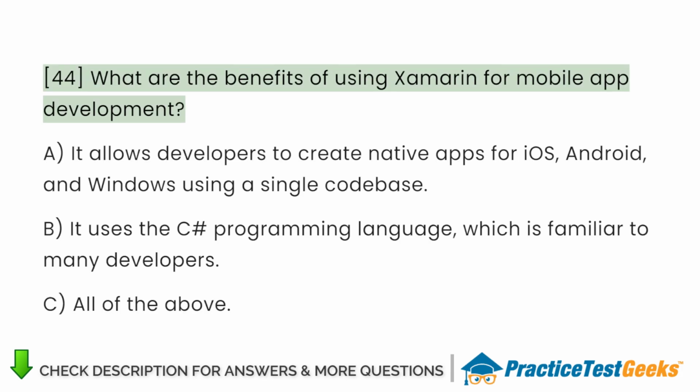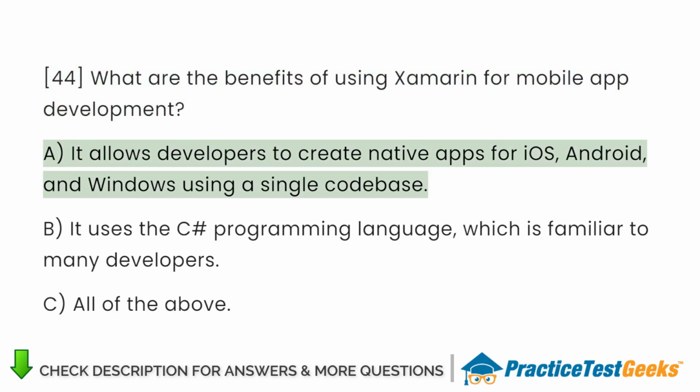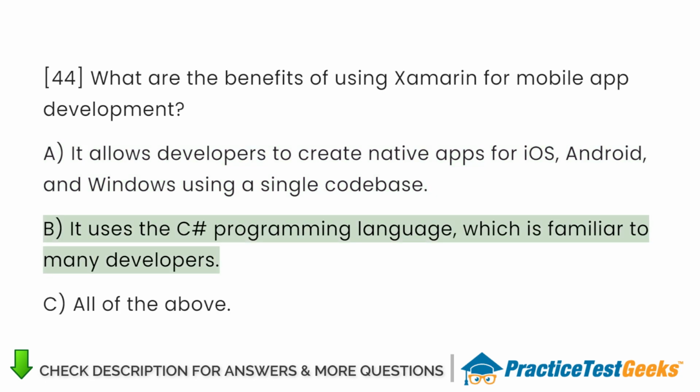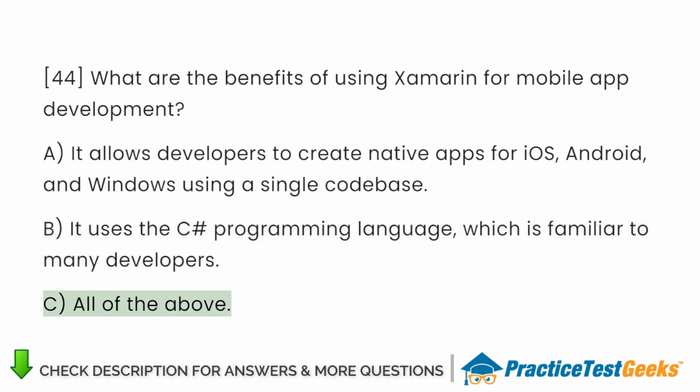What are the benefits of using Xamarin for mobile app development? A. It allows developers to create native apps for iOS, Android, and Windows using a single codebase. B. It uses the C# programming language, which is familiar to many developers. C. All of the above.